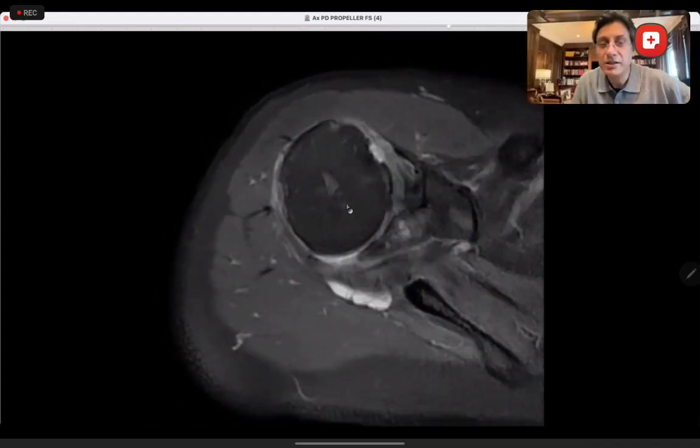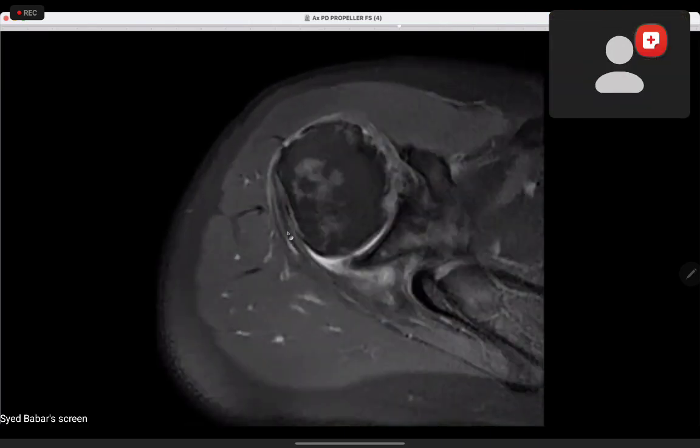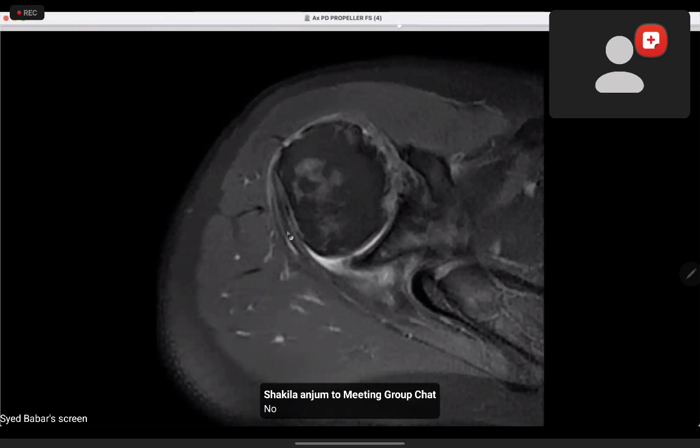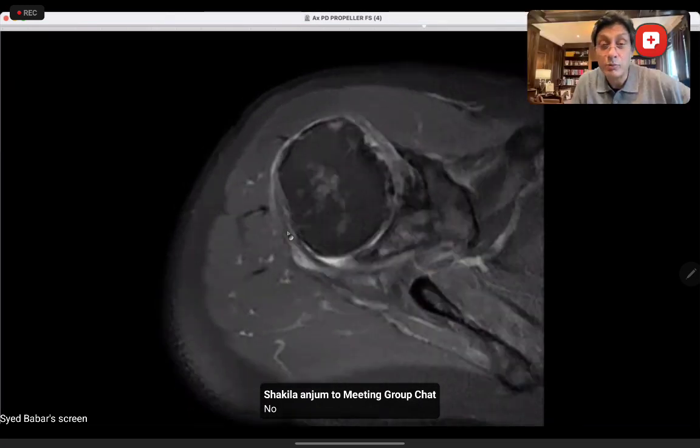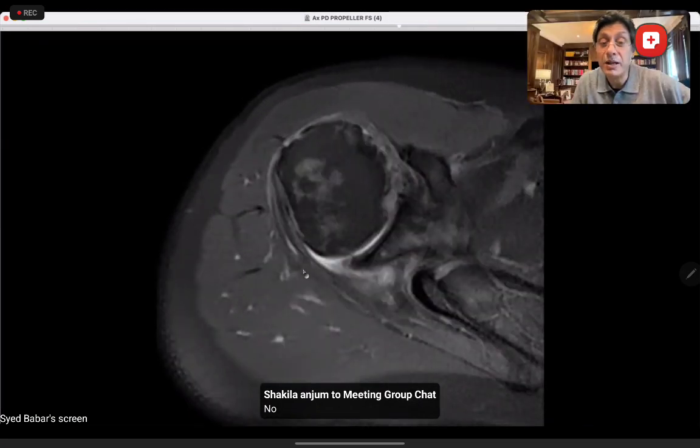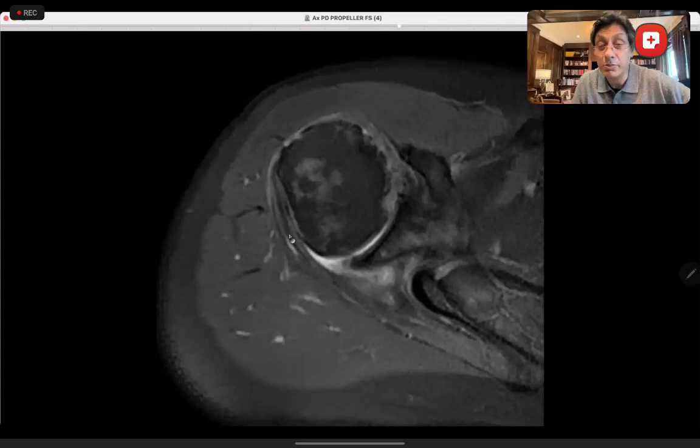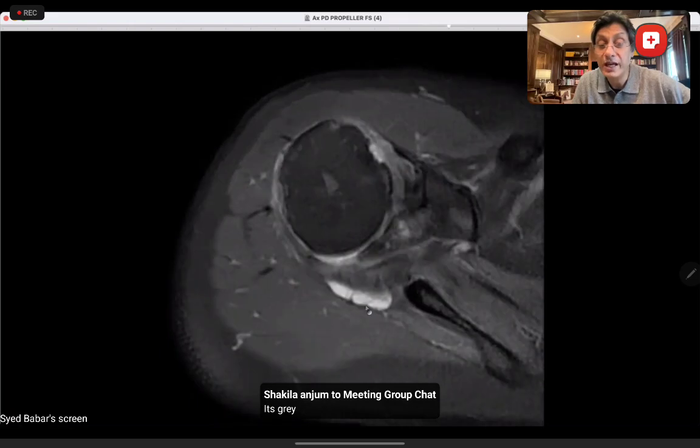What about the tendons? Let's look at the infraspinatus. Is this a normal tendon? The signals are a bit heterogeneous in it. In other words, they're more bright than what we would expect. Tendons are black, so you can see that this tendon is bright, which means tendinopathy. And there is also fluid here.